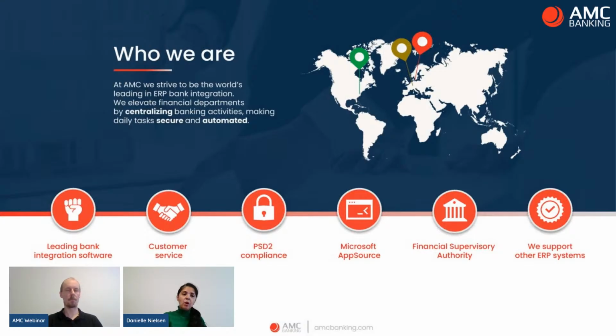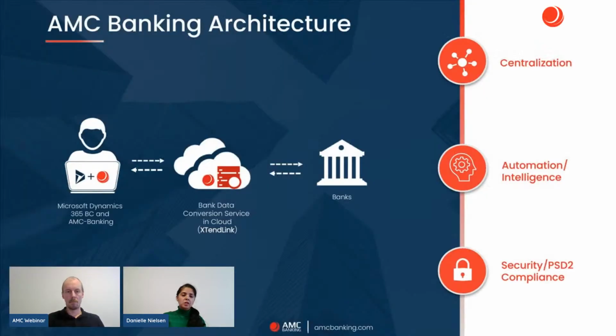And behind all our products, if we can go to the architecture, this is how AMC Banking works. As I told you before, we are specialized in integrating your ERP system with the bank. We need to send payments to the bank and also import payments from the bank. Between these two pillars, the ERP system and the bank, we have our engine that we call Extendlink.